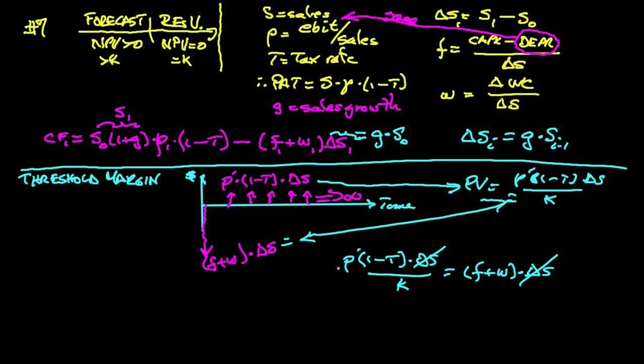So now we can solve for the P, and let me call that P star, because that's just a special value when these are equal. It will equal, and again, you ought to be able to do this very quickly, K times F plus W. I just move the K over here and the 1 minus T down here, 1 minus T.